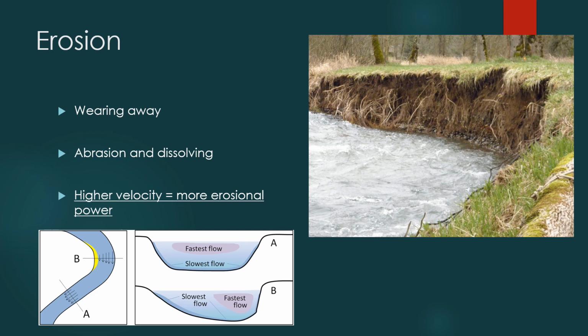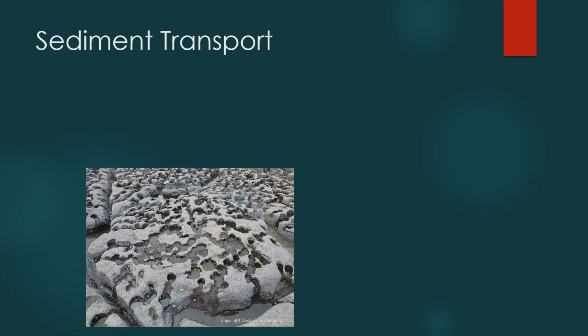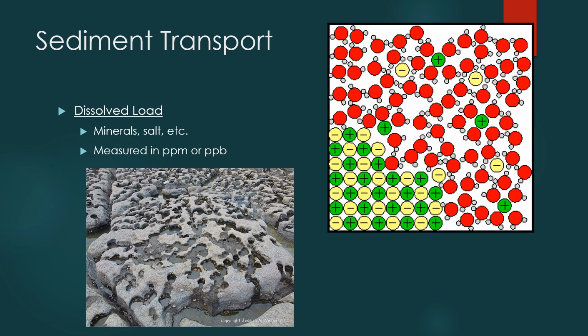First is abrasion. So abrasion is like sediment that's already in the water scraping against sediment that's on the bank and kind of scraping it away from the channel, and so then it can get into the water. And then also dissolving. Water is a very good solvent, so it can dissolve minerals out of the stream channel too. The higher the velocity of the stream, so the faster the water is moving, the more erosional power it has. So sediment can be transported in three main ways.